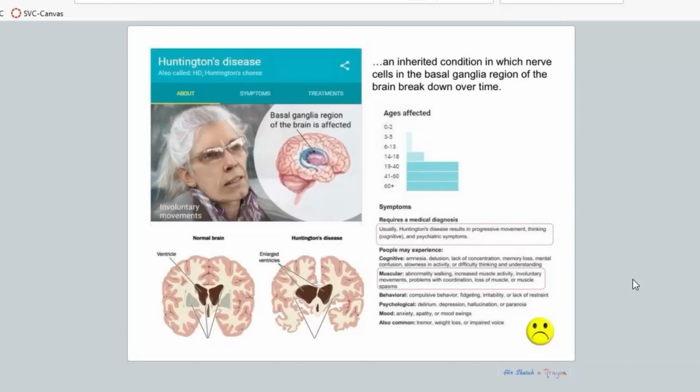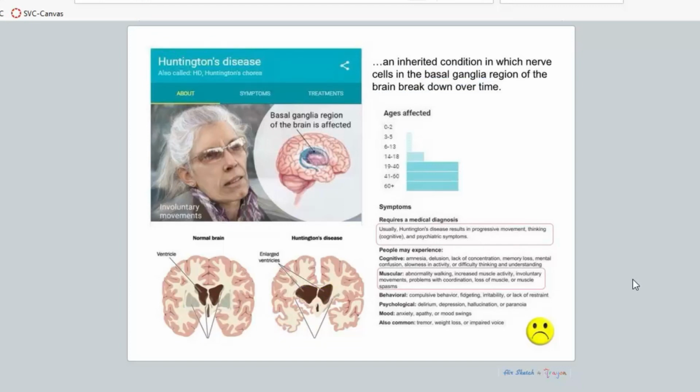And I'll give you a quick example of that. Huntington's disease is a nervous system disease. It's an inherited condition, and basically what happens is the nerve cells in the basal ganglia over time start to break down. And you can hear these are the basal ganglia, and what happens is they start to break down, and then because of that the ventricles become enlarged. So people with Huntington's disease tend to have these large ventricles because the basal ganglia on either side of them started to break down.